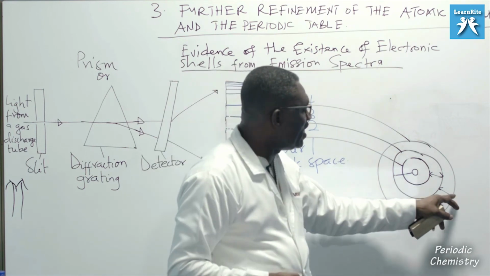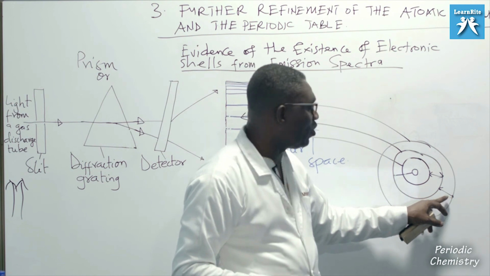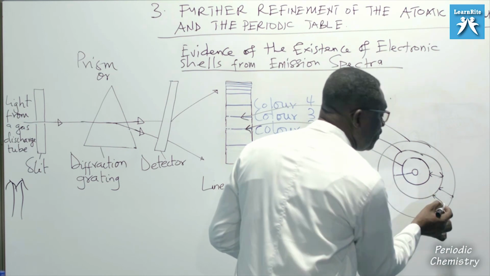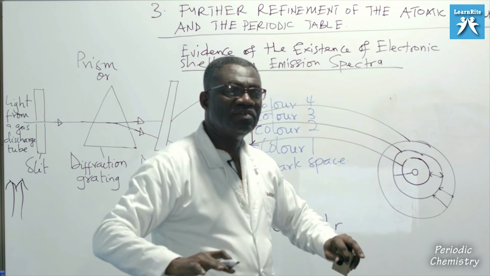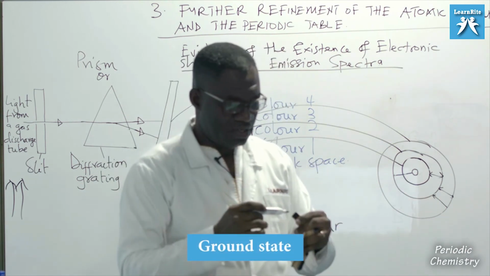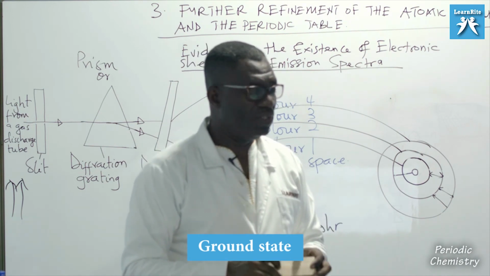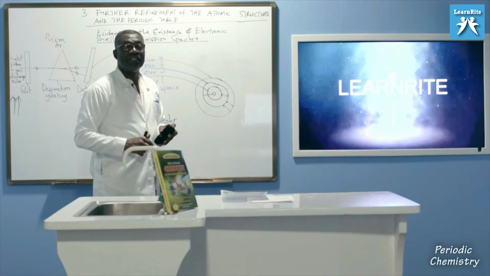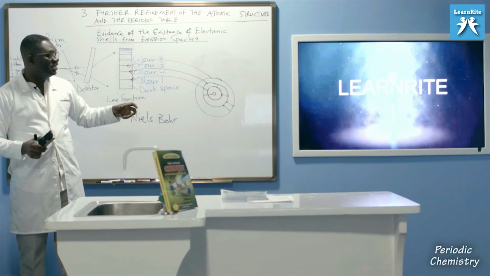But an electron here may not be stable and will struggle to stay there. It can easily fall back to this level. And when it does that, it will have to give off that energy. An electron in its original energy level state is called the ground state. It is called the ground state of the electron. Basically, this is what Niels Bohr did and gave us the structure of the atom.